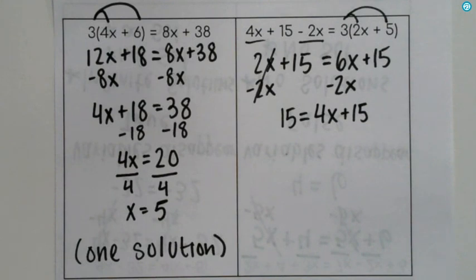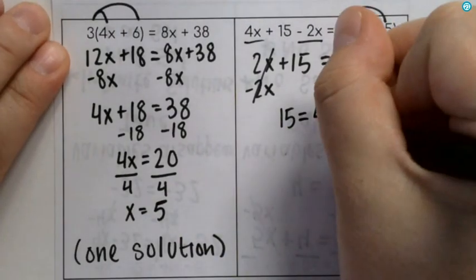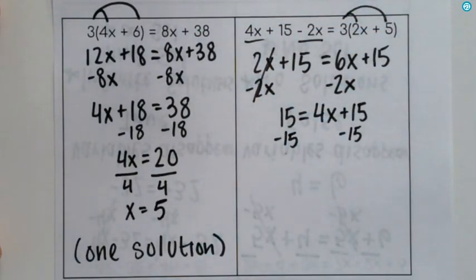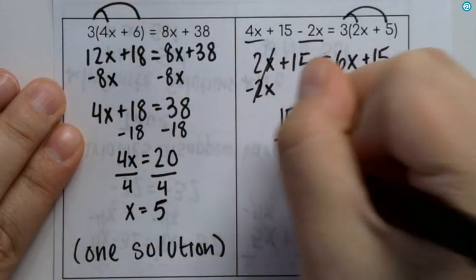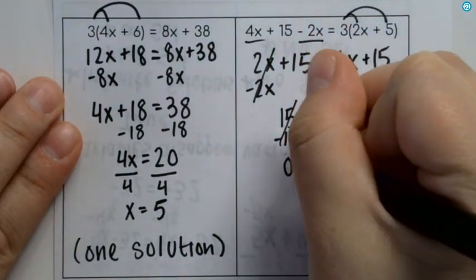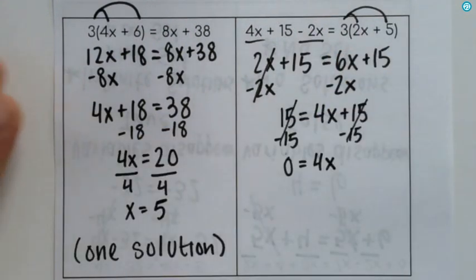Okay, this is a normal equation. I'm going to solve it like a normal equation. Did my variables cancel out? Do I still have x's? Yeah, so my variables did not cancel out. I am going to now subtract 15 from both sides. What is 15 minus 15? 0. So we've got 0 on the left side of my equation. These cancel out. I guess these technically also cancel out. I've got 0 equals 4x.